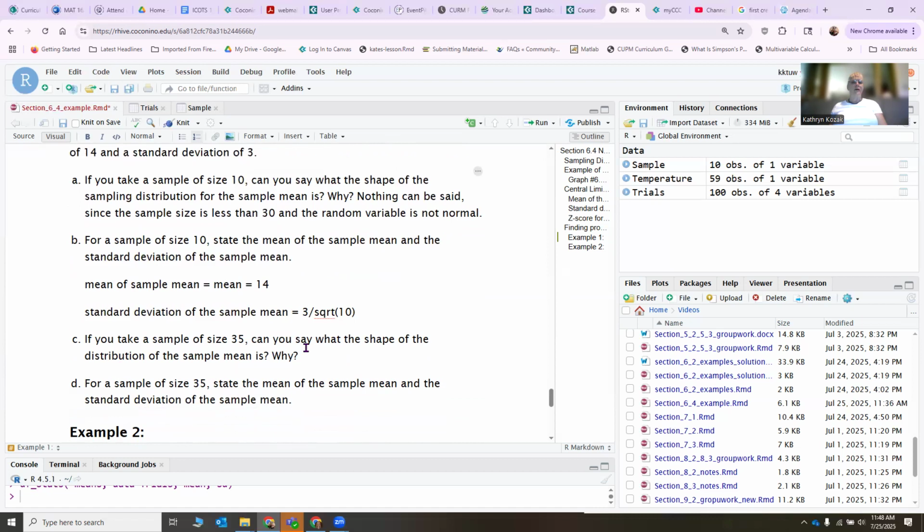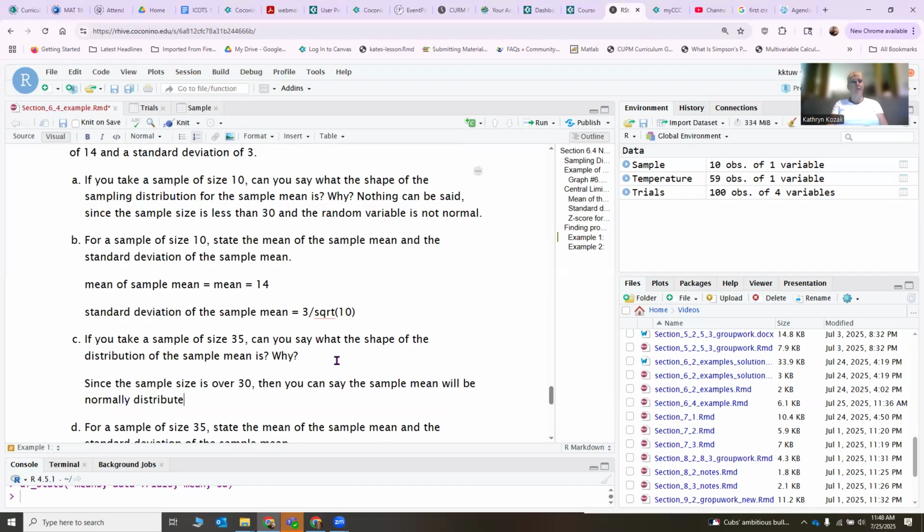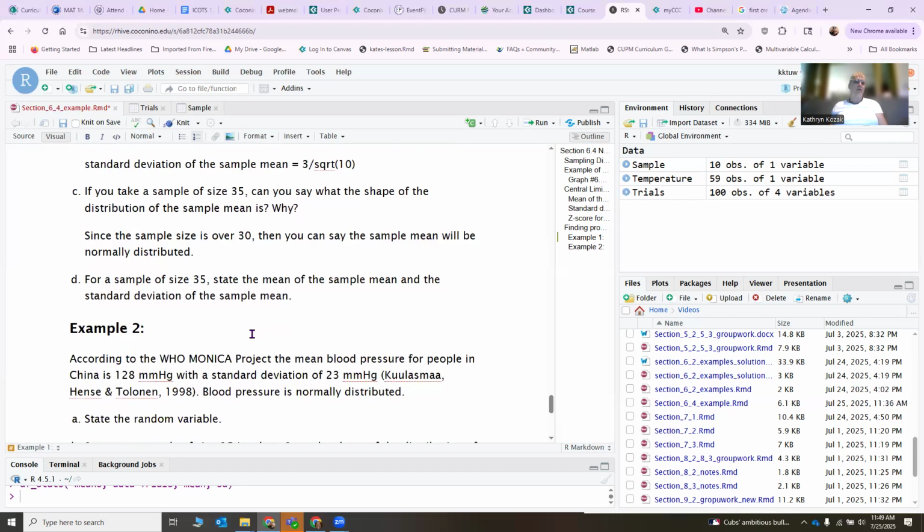Now let's say you take a sample of size 35. What can you say about the shape of the distribution of the sample mean? Well, in this case, because the sample size is over 30, then you can say the sample mean will be normally distributed. And that's because we have a sample size over 30.